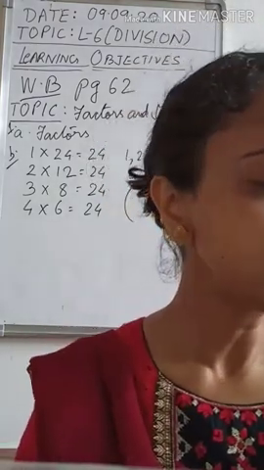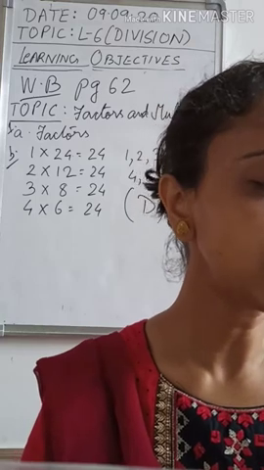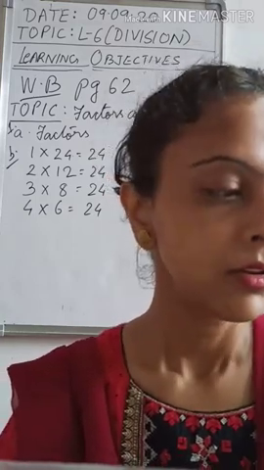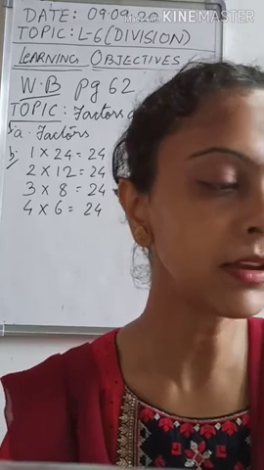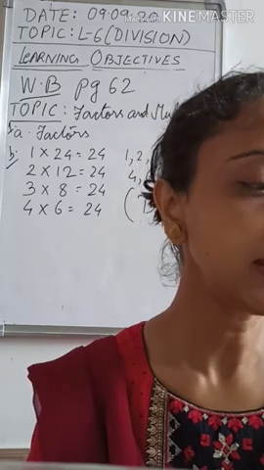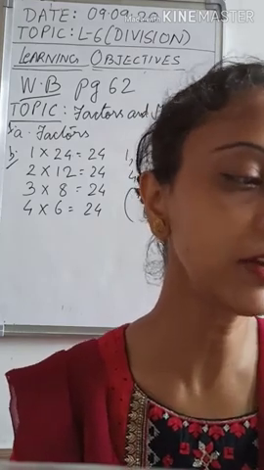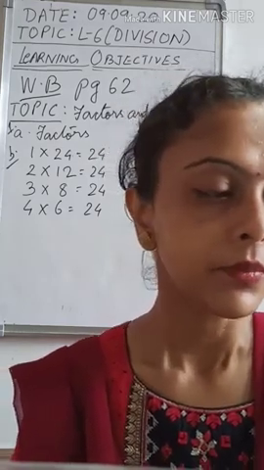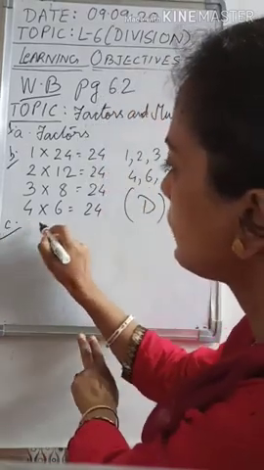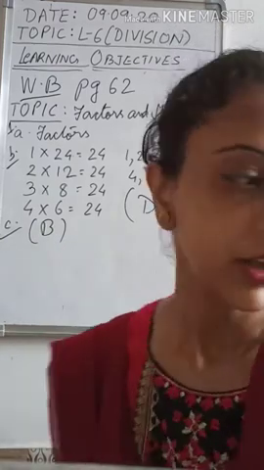Let us come to number 3. Two of the factors of 16. So you have to find 2 factors of 16. The first option is 8 and 3. In 8's table you get a 16, but in 3's table you don't get a 16. Option B, 8 and 2. In 8's table also you get a 16, and in 2's table also you get a 16. So your answer will be option B. Answer of number C will be option B. So give a tick mark.